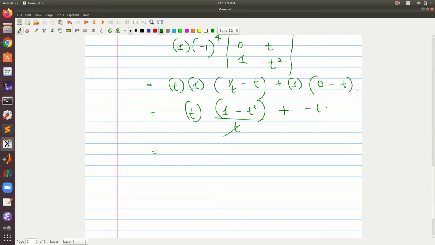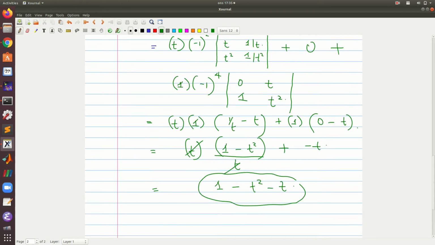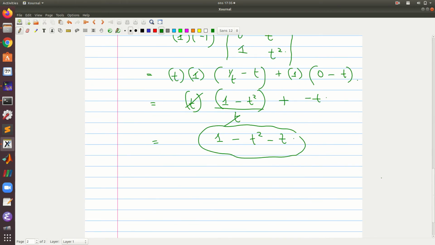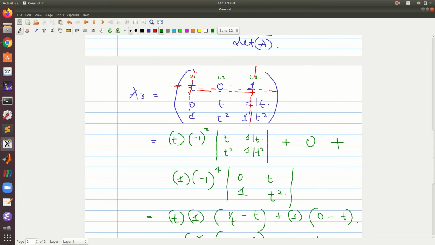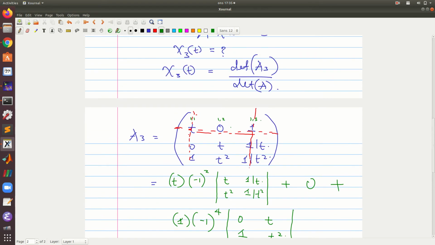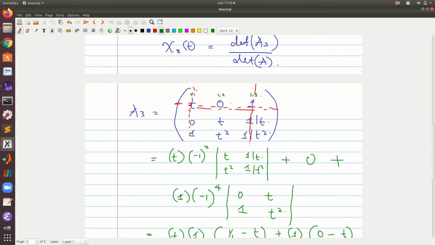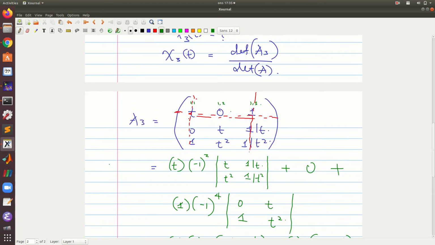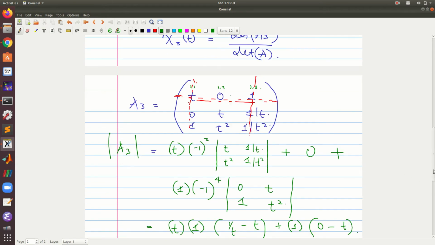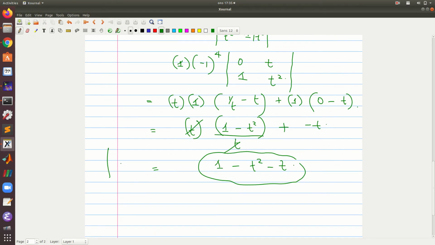So what do we have? We have 1 minus t squared, so we have 1 minus t squared minus t. Hopefully, if I haven't made any error. Okay, yes, and then what have we been computing here? We have been computing the determinant of A3. Okay, therefore the determinant of A3 is that.